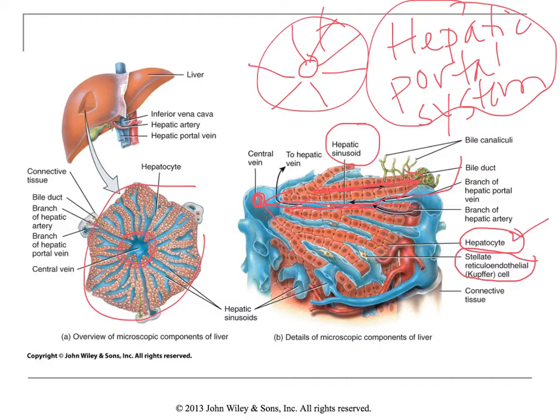Okay, so the bile's going to go this way. And then it's going to either dump into the small intestines or into the gallbladder.